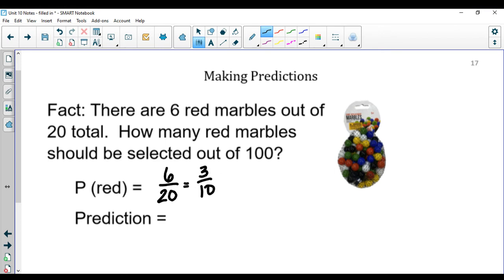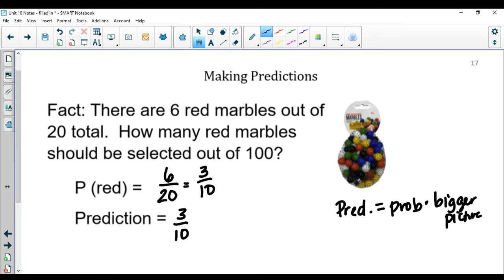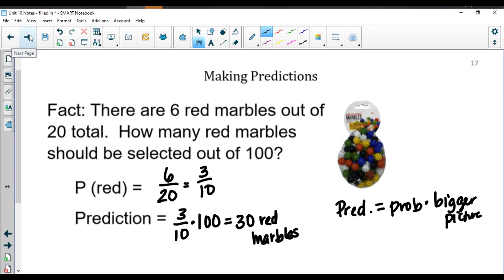And then we can take this probability and we can use it to make a prediction. So to make our prediction, we're going to take our probability and we're going to multiply it by the bigger picture, which in our case is going to be 100 here. So our prediction to be able to figure out a red marble is going to be 3 out of 10. And we're going to multiply that by 100 marbles that are actually in another bag. And multiplying that, we would anticipate there to be 30 red marbles then in that other bag. So we can use our probability to make a prediction.